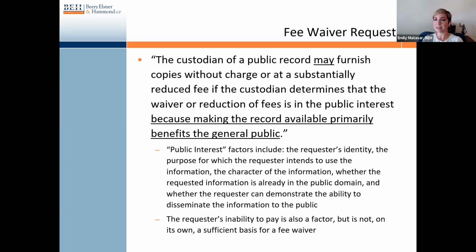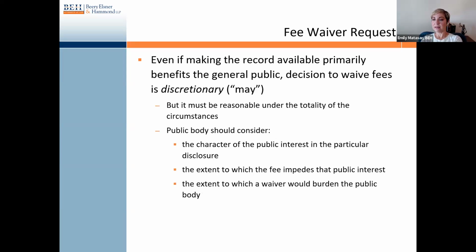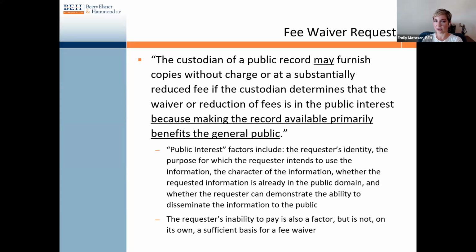And you can even say, I'm denying your fee waiver request at this point, unless, or please follow up to demonstrate how making the record available primarily benefits the general public, and say that you would consider a renewed fee waiver request if they provide that information. Even if making the record available primarily benefits the general public, meaning it meets that requirement and they can demonstrate it, the decision to waive fees is discretionary. And that's why that "may" is underlined there.